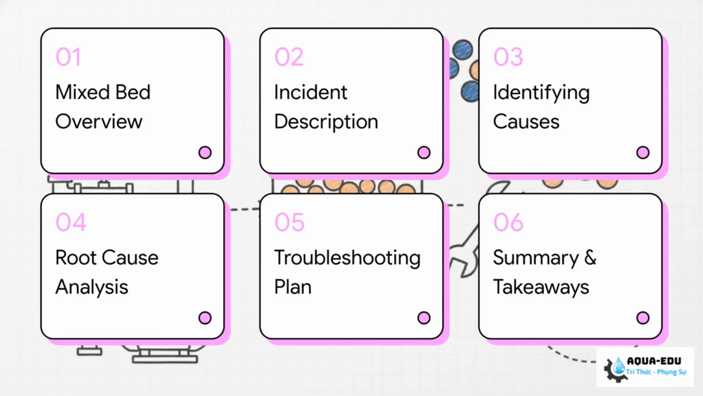We've got a lot to cover, so here's the game plan. First, a quick mixed bed technology overview. 2, the incident description and symptoms. 3, identifying the potential causes. 4, root cause investigation steps. 5, a detailed troubleshooting action plan. And finally, 6, summary and key takeaways.